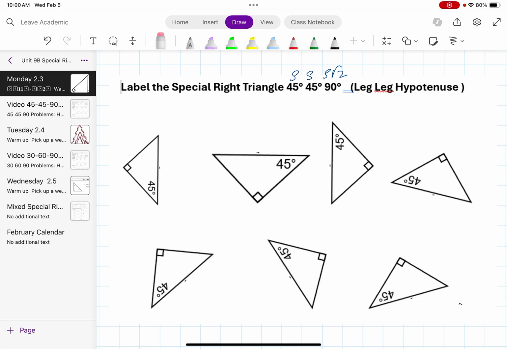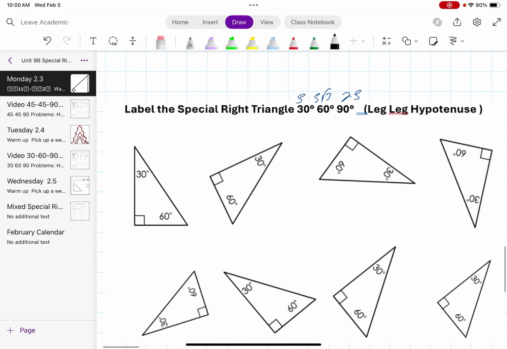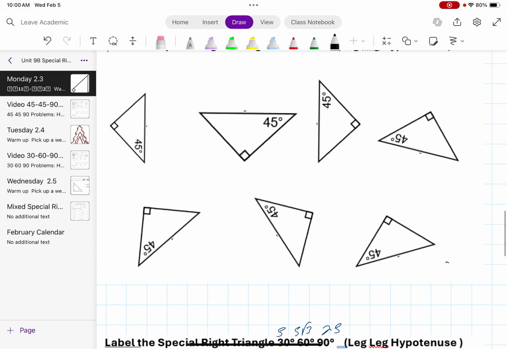In this video, we're going to learn how to label triangles, special right triangles with 45-45 and 30-60-90 triangles. So I'm going to go over this video, so if you get stuck on how to do it, then just check this out.